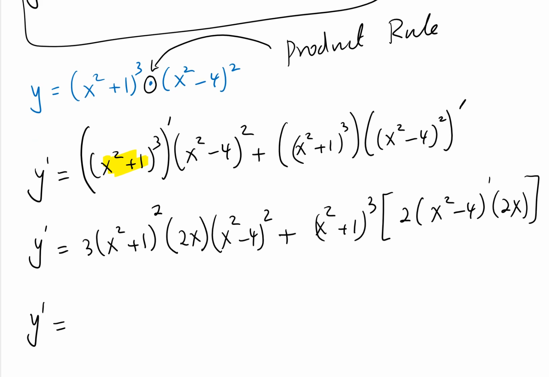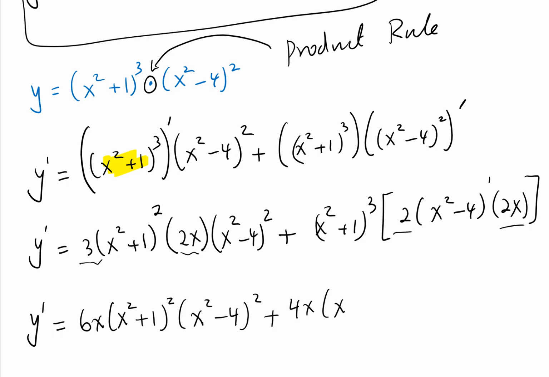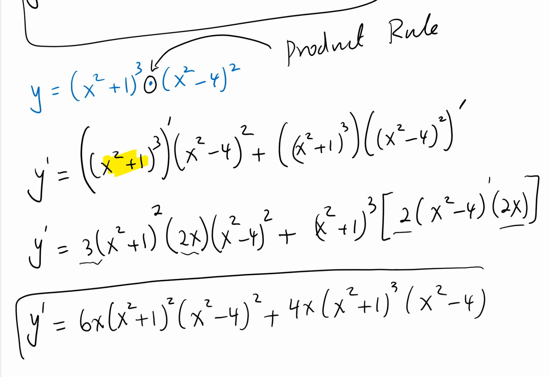Y prime equals 3 times 2 is 6x. Two times 2, 4x. And keep everything else the same. We can, of course, do more work by factoring, but we can just leave it like this for now.